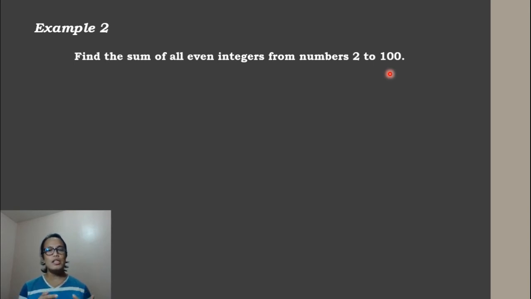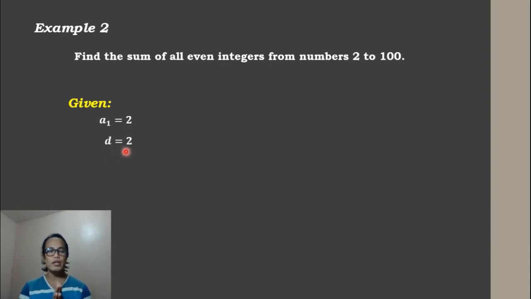Since we are going to find the sum of all even integers only, excluding the odd integers, that means we are going to add 2, 4, 6, 8, 10, and so on until 100. So, let's identify the given. Of course, we are given our first term, which is 2, a sub 1, then our d is 2.